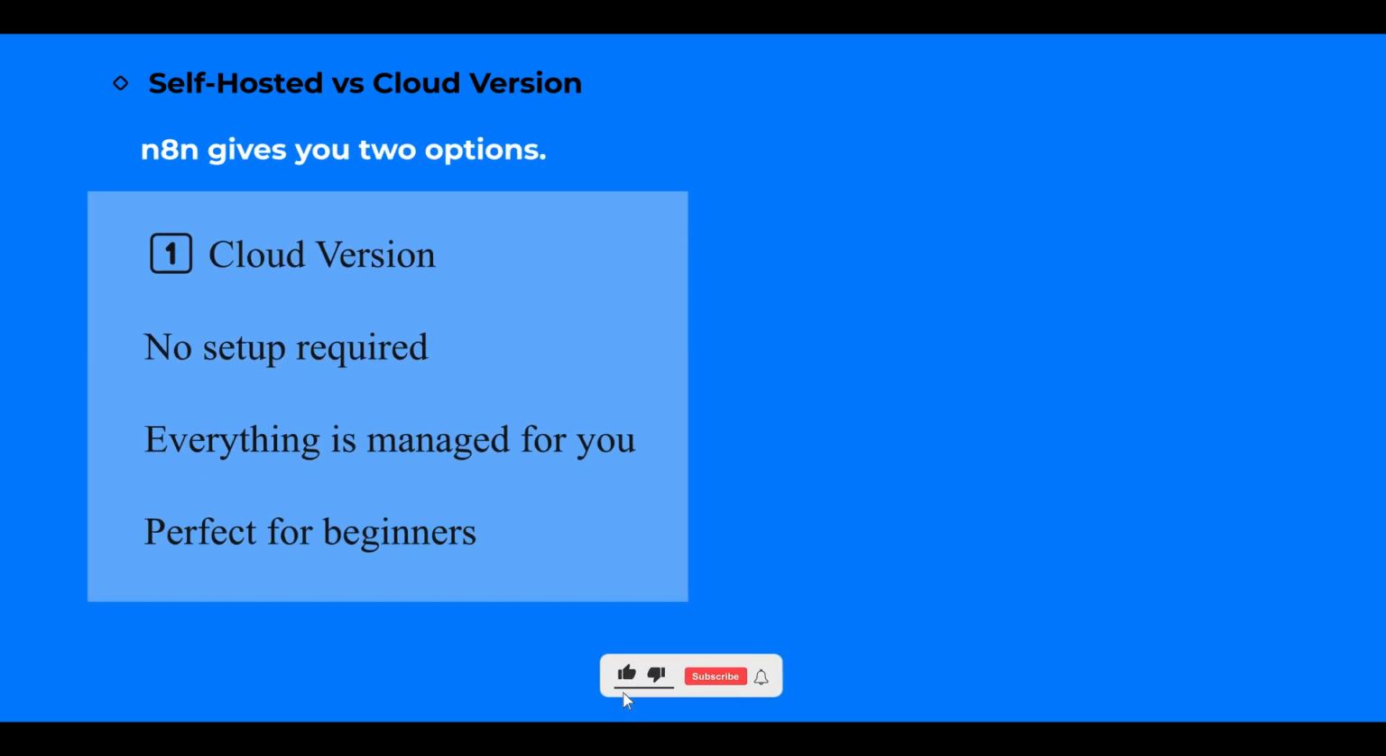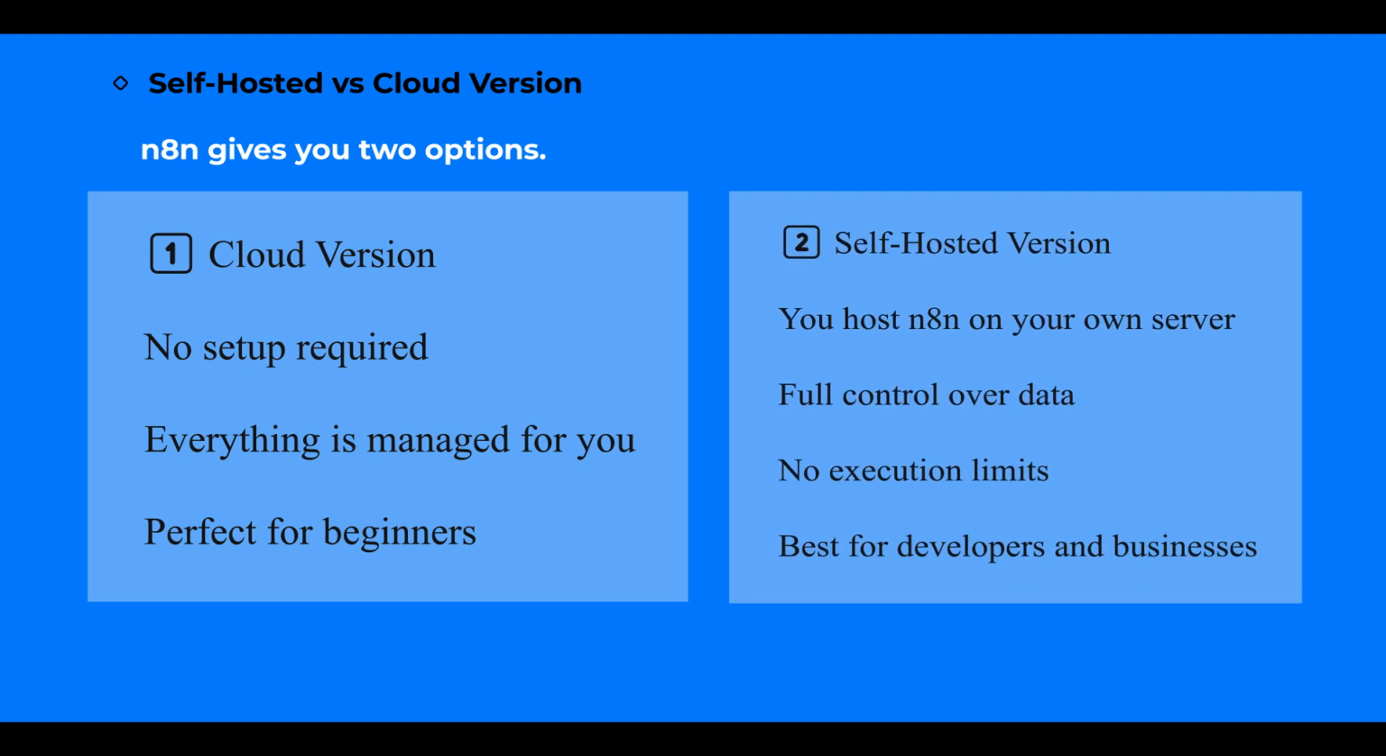Self-hosted vs cloud version. n8n gives you two options. 1. Cloud version. No setup required. Everything is managed for you. Perfect for beginners. 2. Self-hosted version. You host n8n on your own server. Full control over data. No execution limits. Best for developers and businesses. This flexibility is one big reason people love n8n.